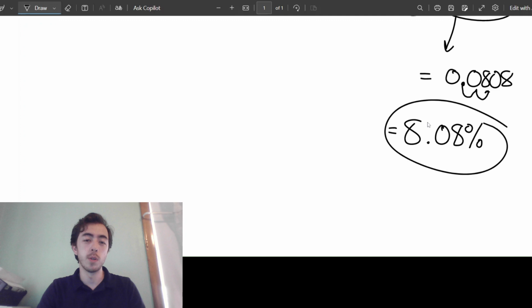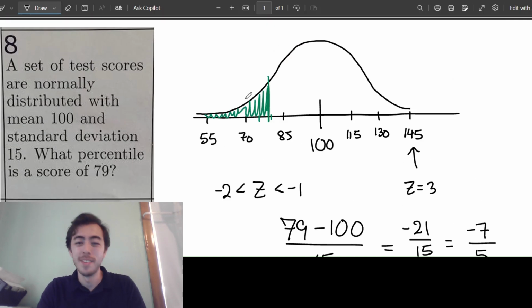Honestly, if you were told that you're in the 8th percentile or the 8.08th percentile, it doesn't really matter either way. You scored kind of low.